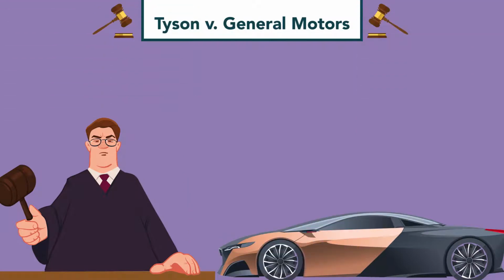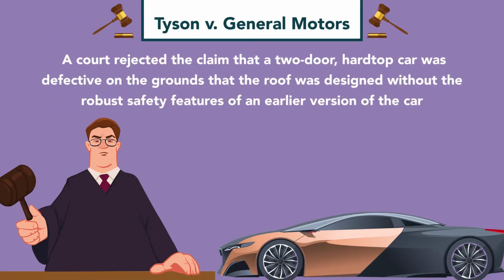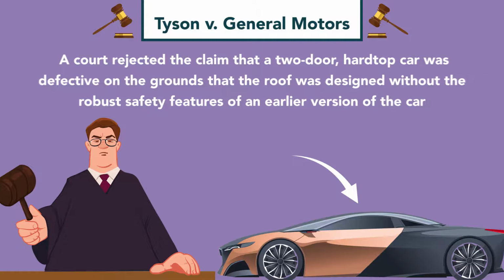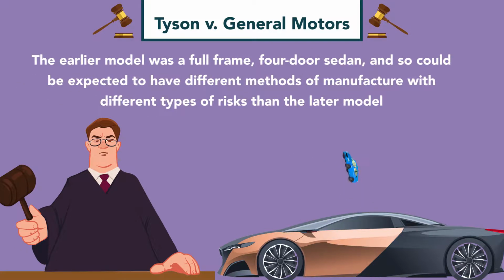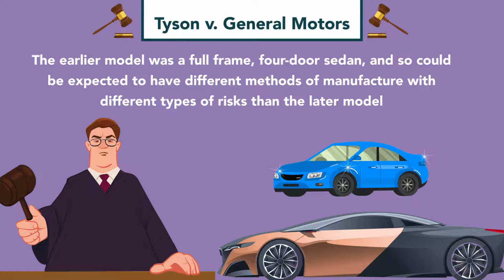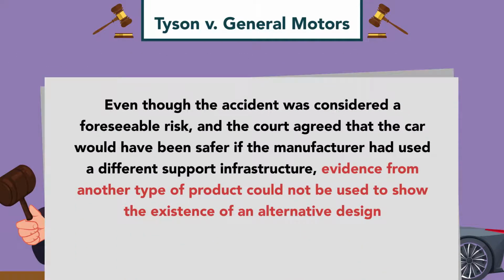In Tyson versus General Motors, a court rejected the claim that a two-door, hardtop car was defective on the grounds that the roof was designed without the robust safety features of an earlier version of the car. The court's rationale was that the earlier model was a full-frame, four-door sedan, and so could be expected to have different methods of manufacture with different types of risks than the later model. Even though the accident was considered a foreseeable risk, and the court agreed that the car would have been safer if the manufacturer had used a different support infrastructure, evidence from another type of product could not be used to show the existence of an alternative design.